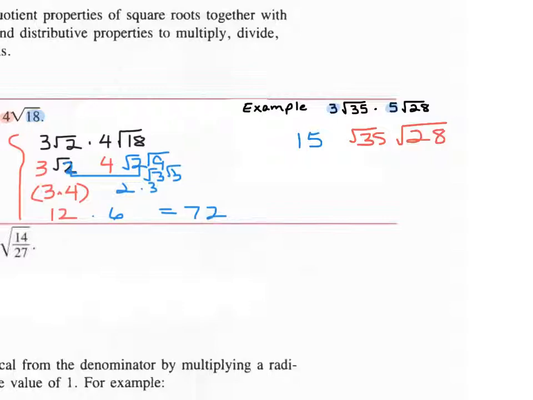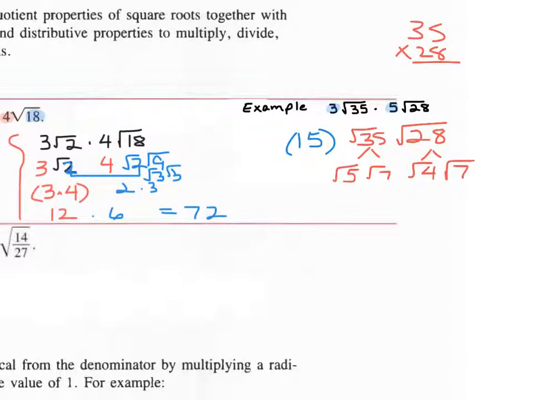So instead of multiplying and getting 35 times 28 and getting that big number, I'm going to factor this. And then it makes my problem a little bit easier. Now, I've already taken care of the 3 and the 5. I've got a 15 that's outside of the radical. So for the 35, I'm going to break this into 5 times 7. And for the 28, I'm going to break that into 4 times 7.